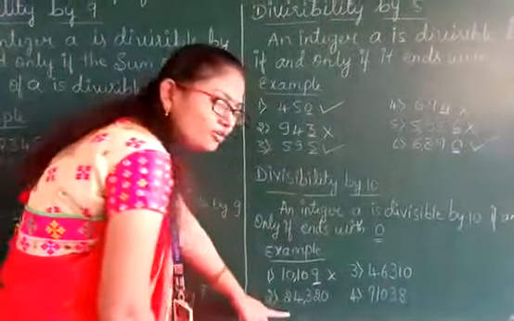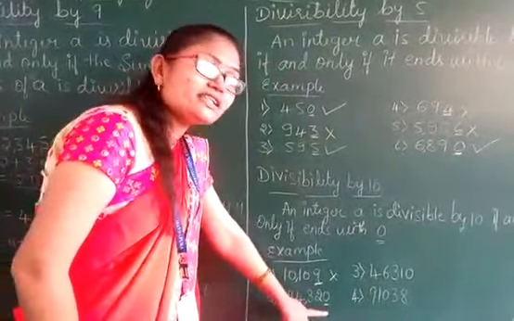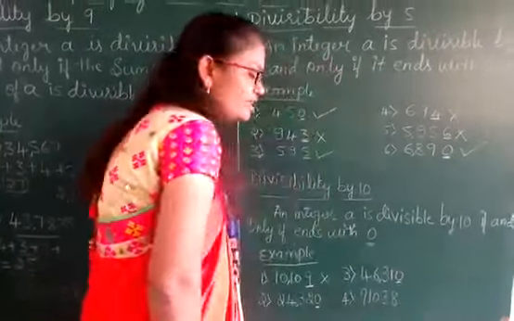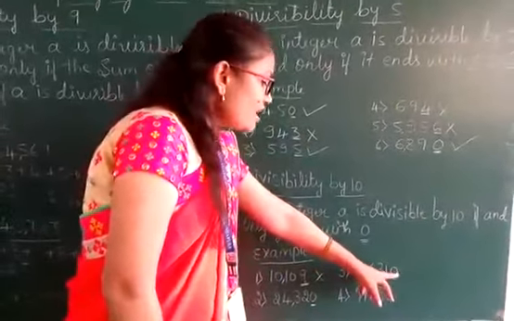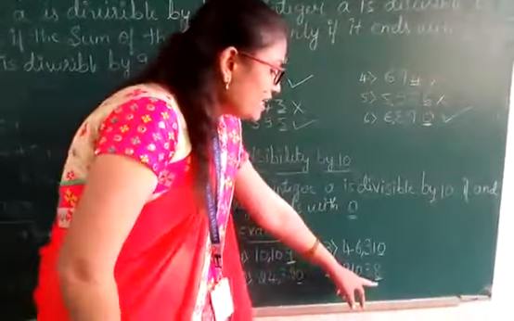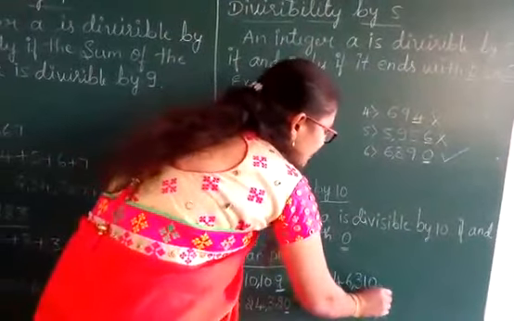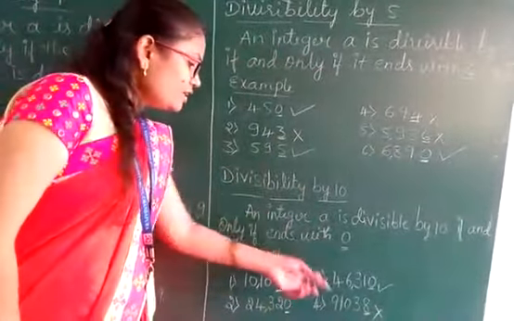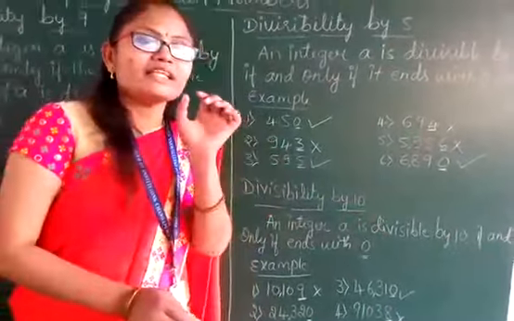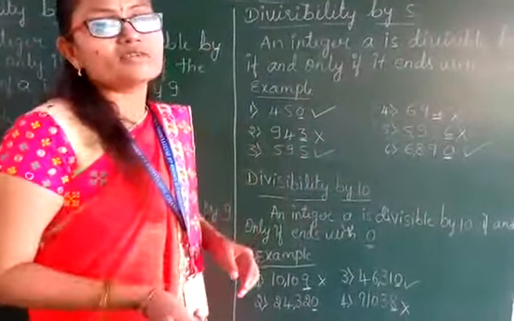Next, 24,320. The last digit is 0. You can say that it is divisible by 10. Next, 46,310. We can easily identify the last digit is 0. So it is divisible by 10. Here also we can easily identify the last digit is 8. So it is not divisible by 10. So see how you identify whether the given number is divisible by 10 or not. Very easy. If the number ends with 0, it is divisible by 10. If it is not 0, it is not divisible by 10.